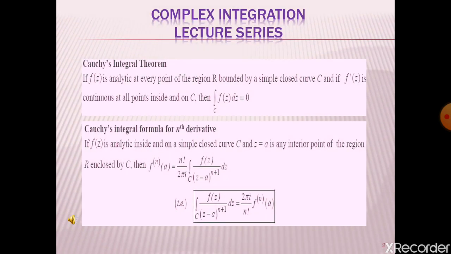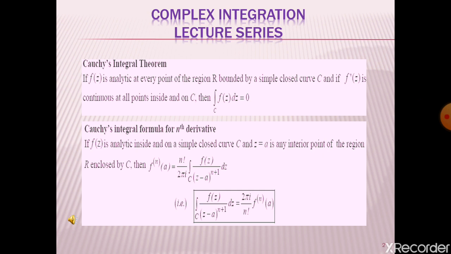Now we see the lecture series on complex integration. First, Cauchy's integral theorem. If f(z) is analytic at every point of the region R bounded by a simple closed curve C, and if f'(z) is continuous at all points inside and on C, then the integral over C of f(z) dz is equal to 0.